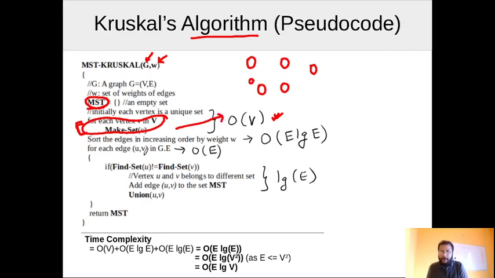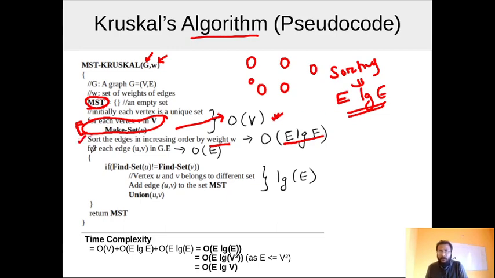Now, I will need to sort the edges in increasing order by the weight. So, there are E number of edges. So, the best sorting method that we know is n log n. So, E log E. So, sorting will take E log E. So, now I have sorted.